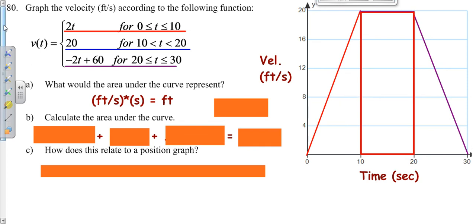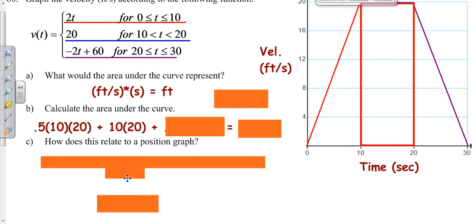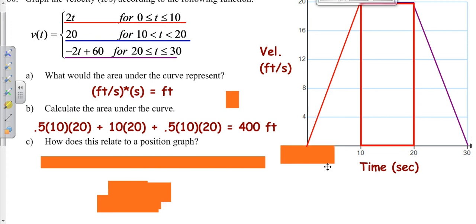So to calculate the area underneath the curve, we could do 1/2 base times height here for our first triangle. 1/2, it's 10 wide, and it goes from 0 up to 20, so it's 20 high. Then we have our rectangle in the middle, which is 10 wide and 20 high. And we have our triangle on the right, which is 10 wide and 20 high. So all we have to do is just multiply that out, and we get 400 is our area. But then we've got to remember to include our units, and that's feet.